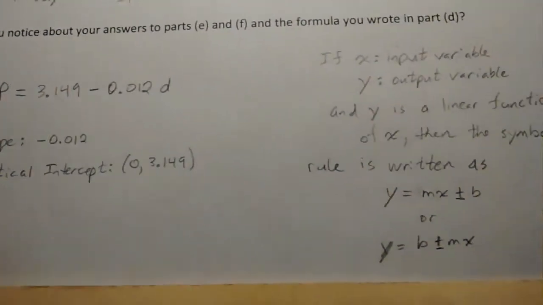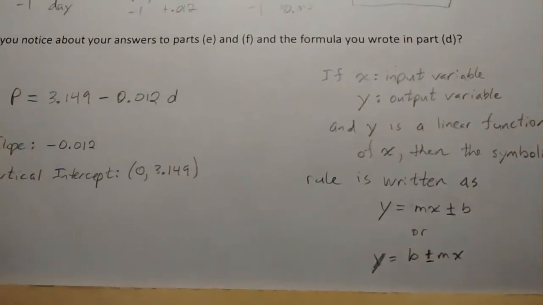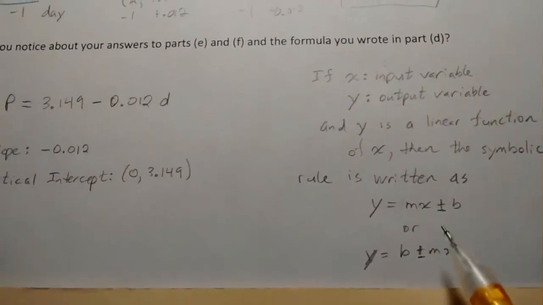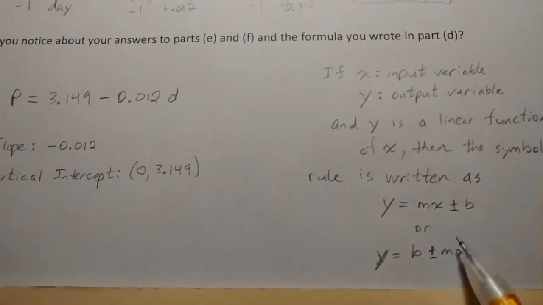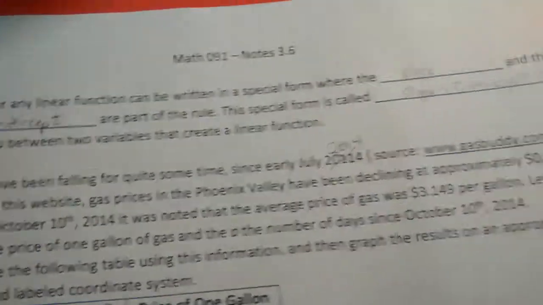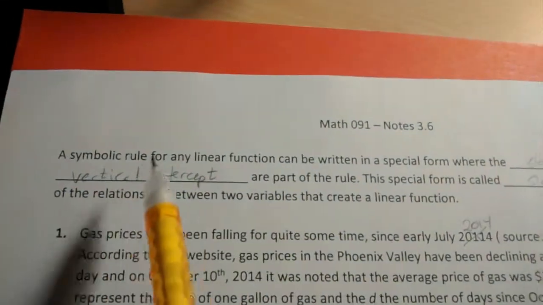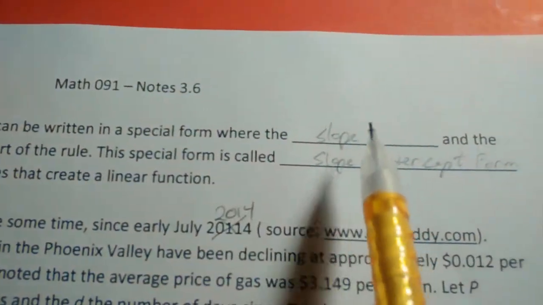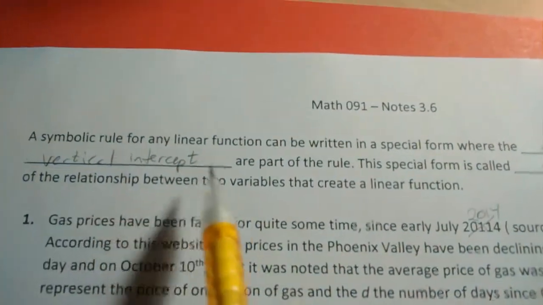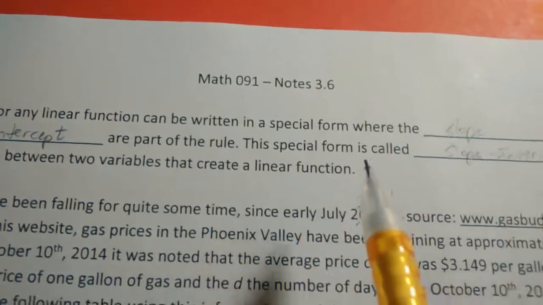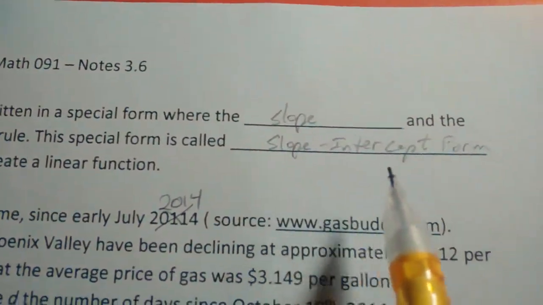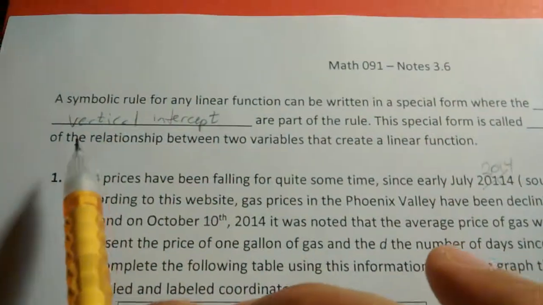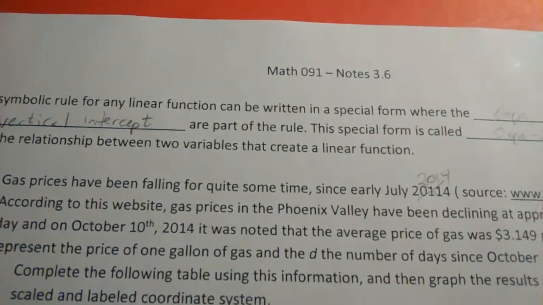So hopefully that brings some enlightenment to you, but we're going to use this. This has a special name, this form here, and let's go back to page 1 and fill in this blank. A symbolic rule for any linear function can be written in a special form where the slope and the vertical intercept are part of the rule. This special form is called the slope-intercept form of the relationship between the two variables.